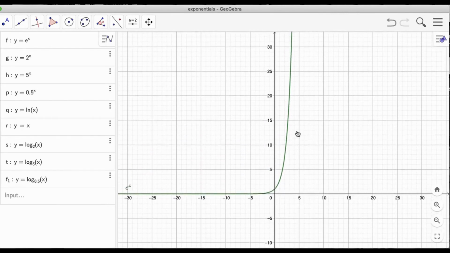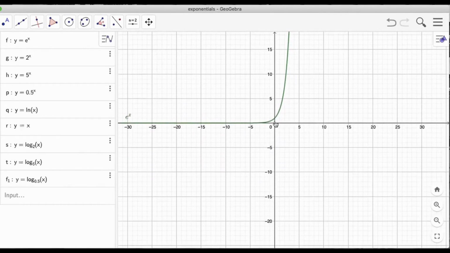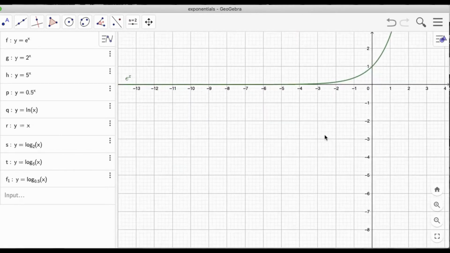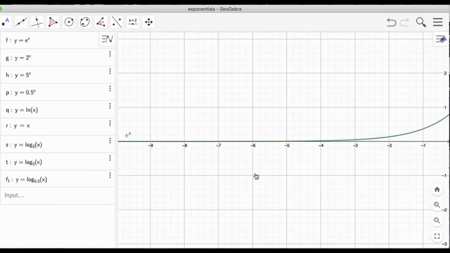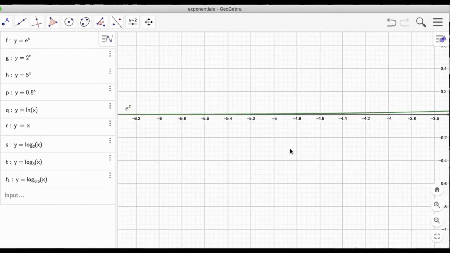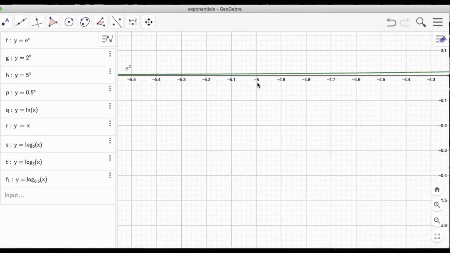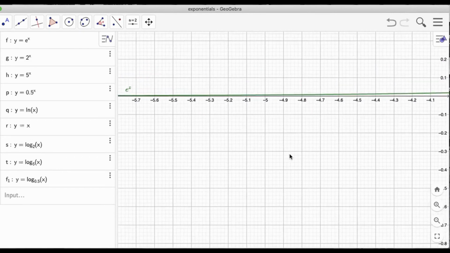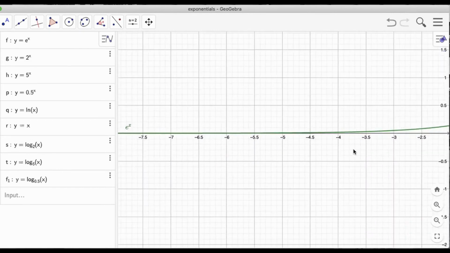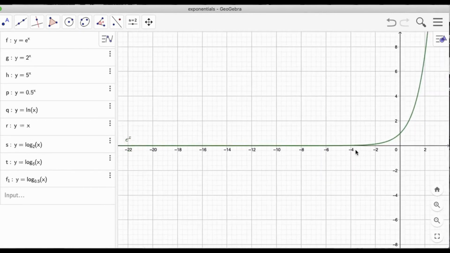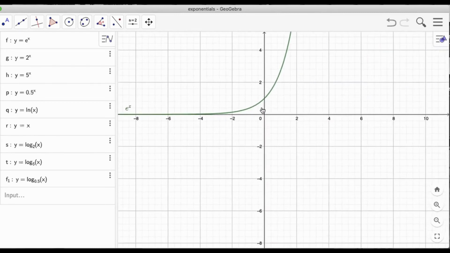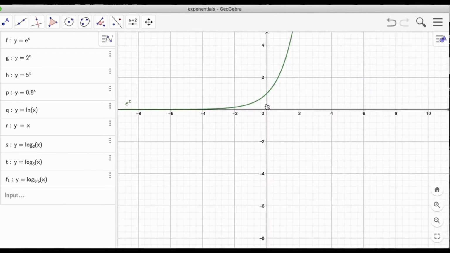In the same way, it goes very fast to 0 when the variable takes negative values, at minus 5 here. If we zoom in, the value e to the minus 5 is almost 0. This function, as I said, is used for the modeling of viruses, for example. You may have seen it in the newspaper.